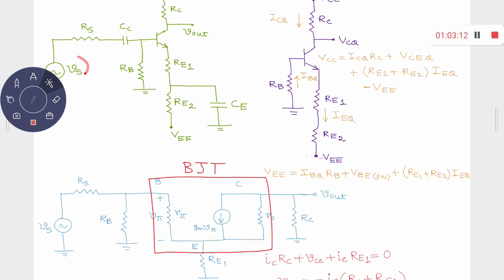This is your input signal, VS, RS, this combination. Actually, there is a capacitor there. But we have assumed that the signal frequency is high enough, or moderately high enough, so that the effect of this capacitor can simply be neglected. That means a capacitor is equivalent to a short circuit. Suppose between A and B you have a capacitor, it is a short circuit, like this. So that's why this capacitor is not there in this particular picture.